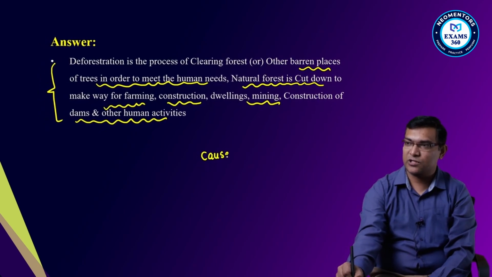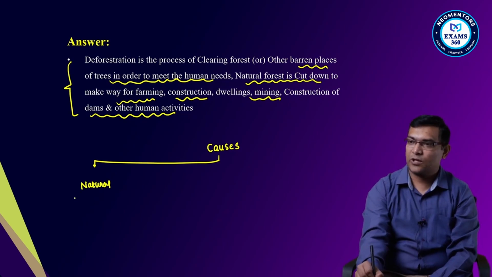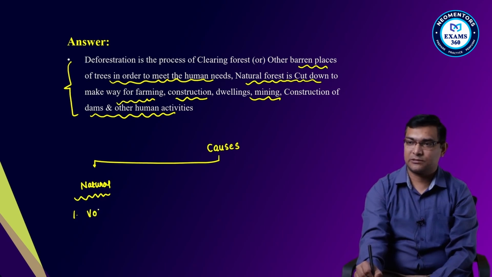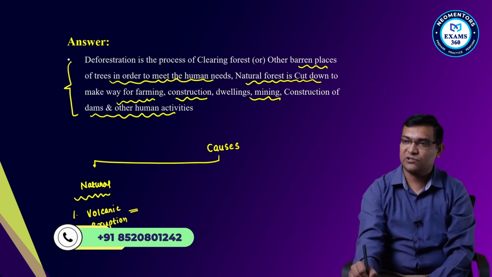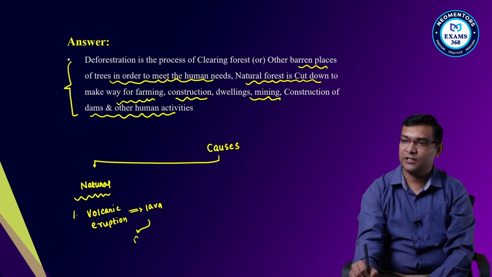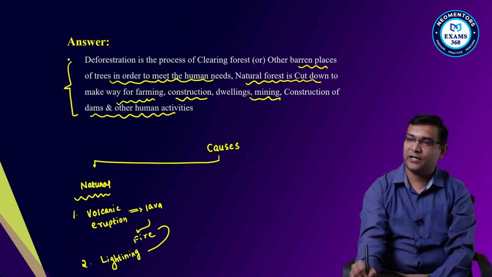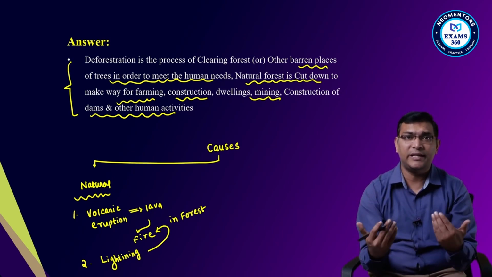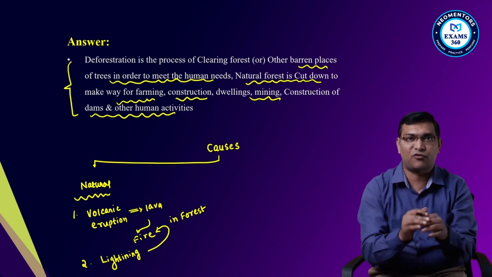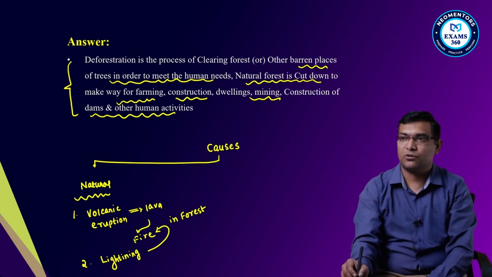Through natural causes also deforestation takes place. What are the natural causes? First, volcanic eruption. What happens because of the volcanic eruption? Whatever lava is flowing can create fire in the forest. Yes or no? Right? Or lightning strike. Lightning can also create fire in the forest. These are some of the natural causes. Change in the climate, more heat, can also create fire in the forest. Forest will clear. Forest fire, that is called forest fire. Deforestation takes place. Is it clear? So that is your first thing.